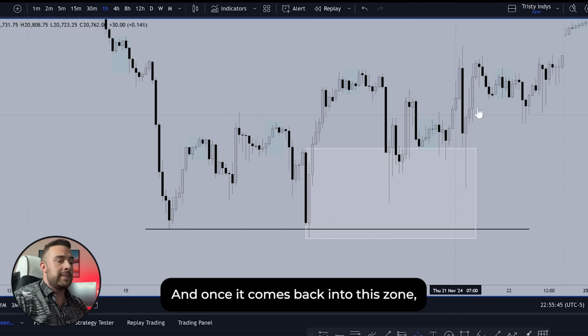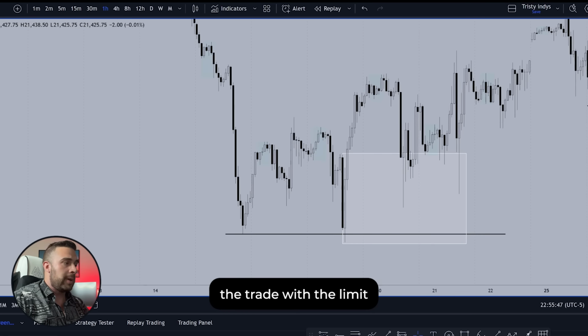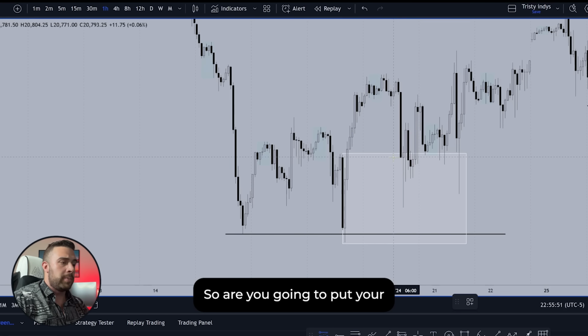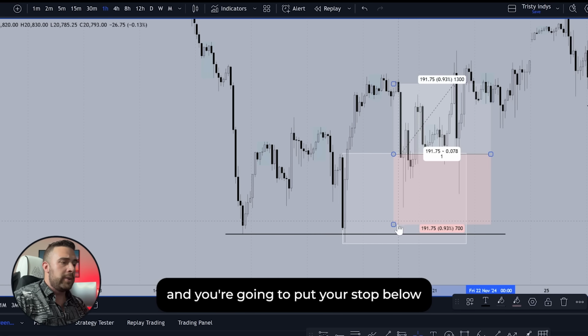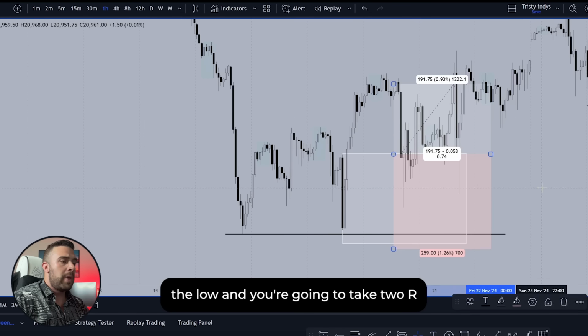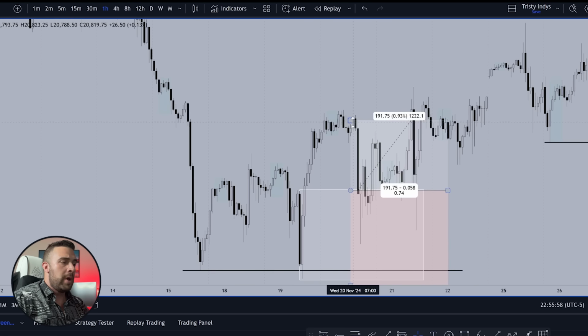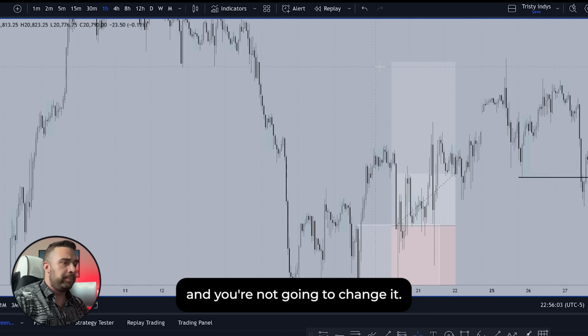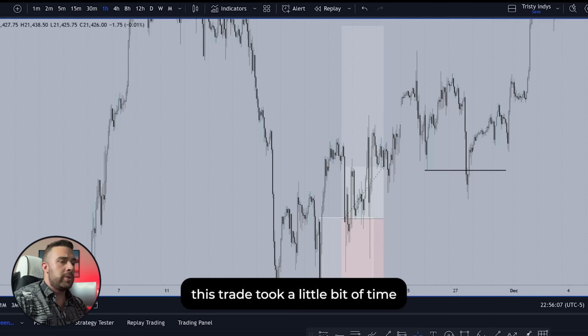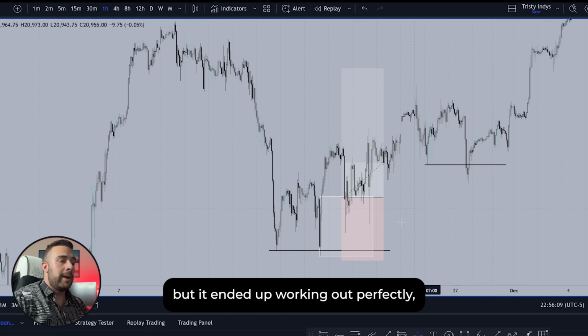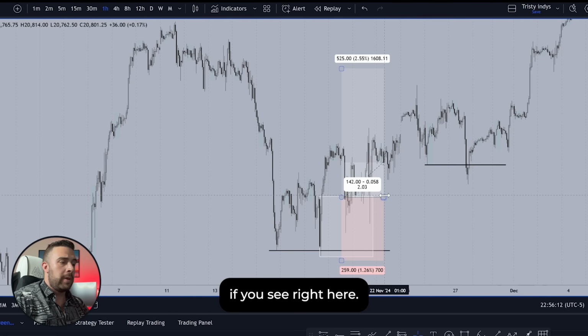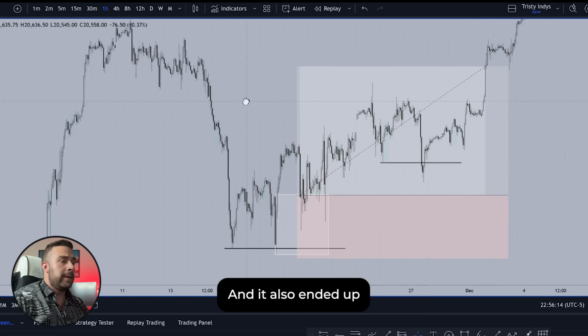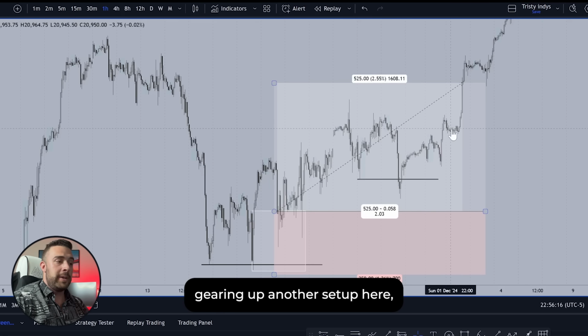Once it comes back into this zone, you're going to take the trade with a limit, and you're going to take 2R. Always 2R. You put your entry right here, your stop below the low, and you take 2R. It's a static TP of 2R, and you're not going to change it. As you can see, this trade took a little bit of time to play out, but it ended up working out perfectly.